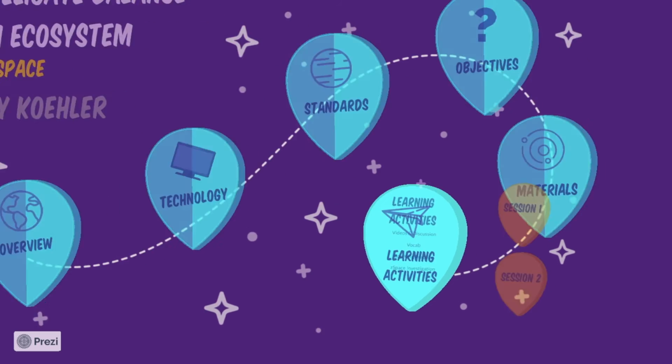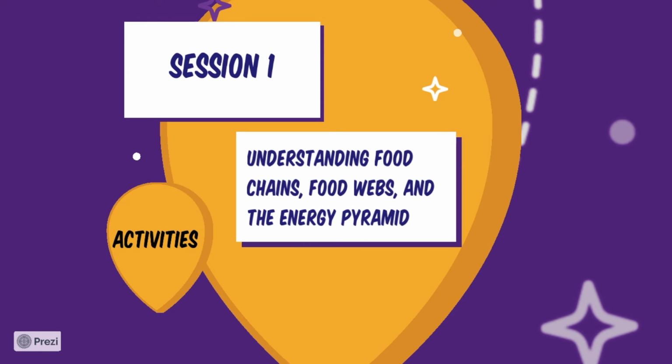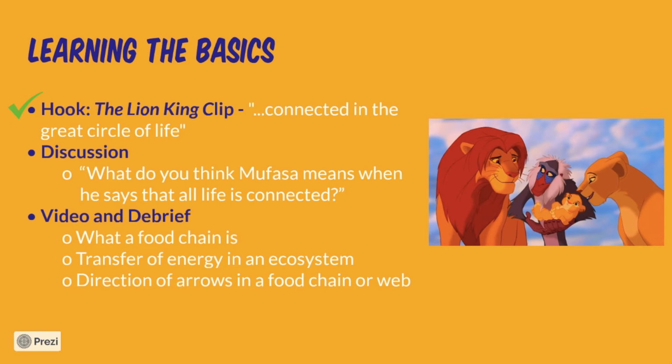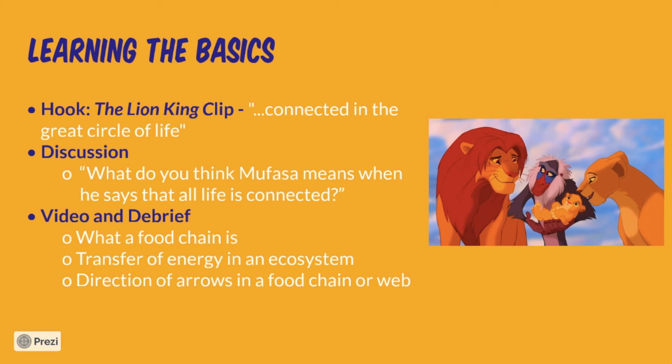Now, as far as specific learning activities, Session 1 is really about understanding food chains, food webs, and the energy pyramid. So again, it's that foundational knowledge. We start off with a hook. So we hook students into the content. Students actually get to watch a 30-second clip from The Lion King where Mufasa is heard saying, "All animals are connected in this great circle of life."